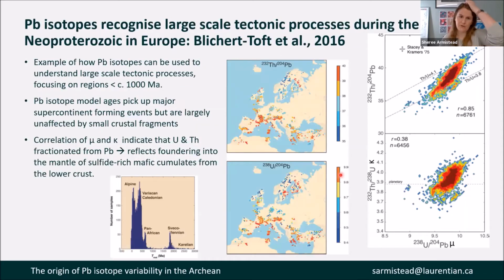So here's just an example of how lead isotopes have been used to understand large-scale tectonic processes during the Neoproterozoic, so a more recent time period. By recent, I mean anything from 1000 Ma to present. They used lead isotopes, a big data compilation from Europe, and they really picked up that the lead isotope model ages detect large supercontinent forming events, but are really unaffected by small crustal fragments. They also looked at the correlation of mu and kappa, and you can see the correlation here, and they interpreted this to mean that uranium and thorium are being fractionated from lead, which reflects foundering into the mantle of sulfide-rich mafic cumulates from the lower crust.